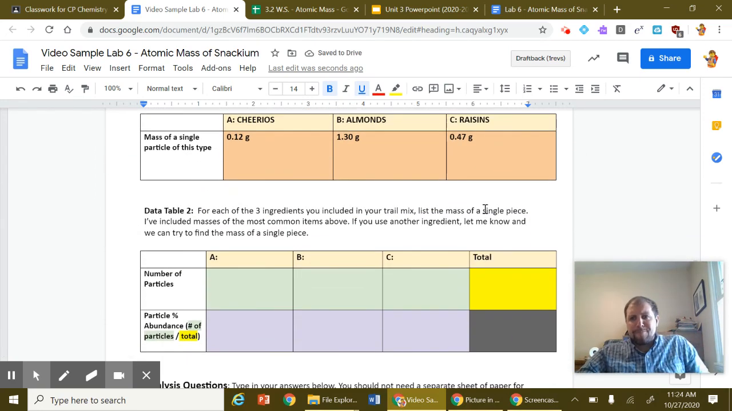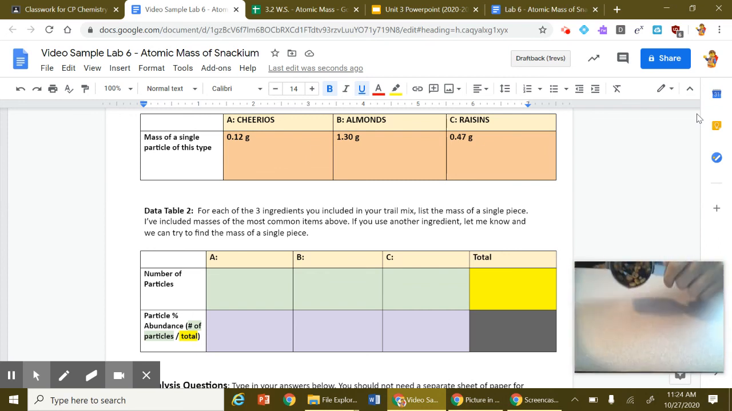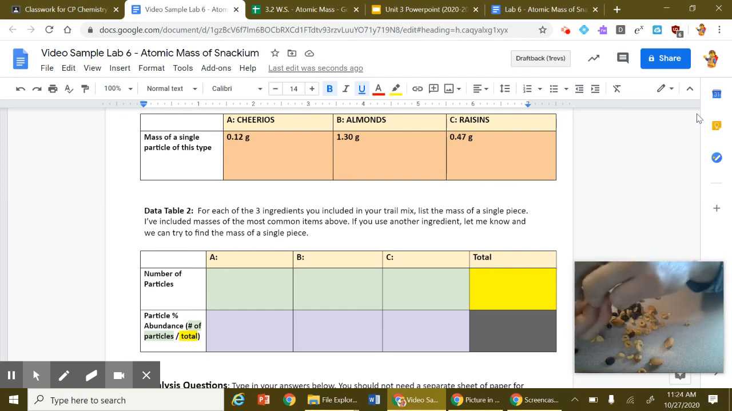Next up, you have the mass of each item. Now you need to figure out what percent of this is Cheerios, what percent is almonds, and what percent is raisins. So what you've got to do is count up each. I'm going to put it down on the table and count them. I'm going to remove the broken pieces. You should probably do that too, especially Cheerios.